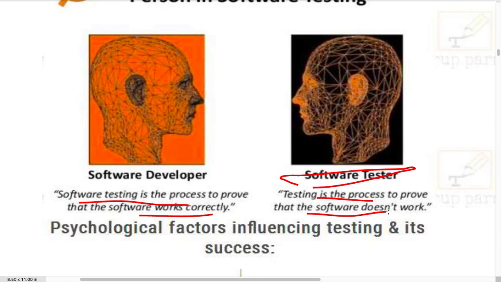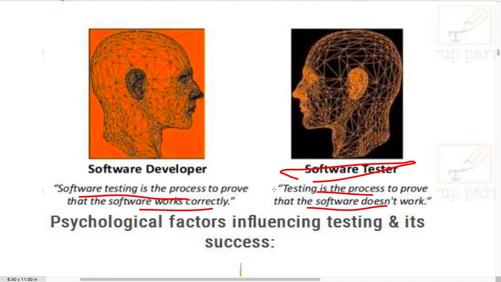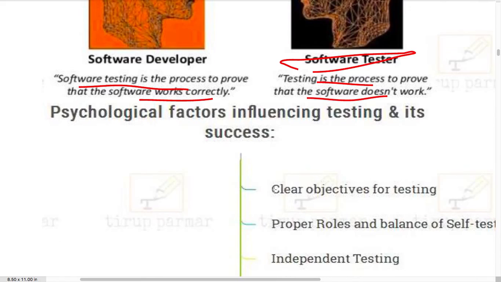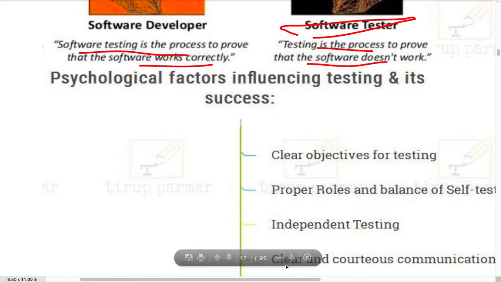Why? Because if we identify maximum defects before software delivery, then in future the customer won't face many problems and the quality of the software will be maintained. So as you can see, psychology is a factor influencing the success of our software. What are those points? So let's discuss.